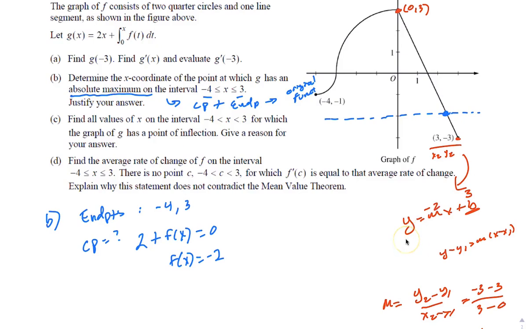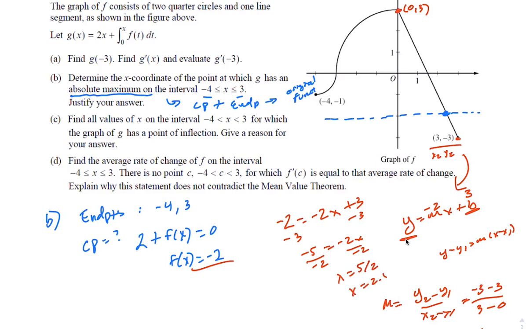So now let's solve this, right? I'm going to sub negative 2 in for the y, and I get negative 2 equals negative 2x plus 3. Do a little math. Negative 5 equals negative 2x, divided by negative 2. x equals 5 over 2 or 2.5. Either is fine. So I have a critical point at 2.5.